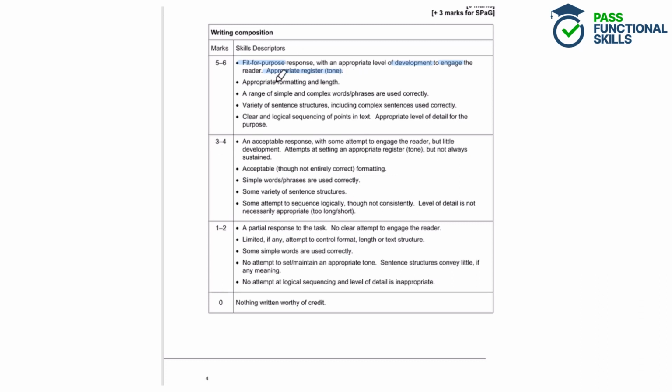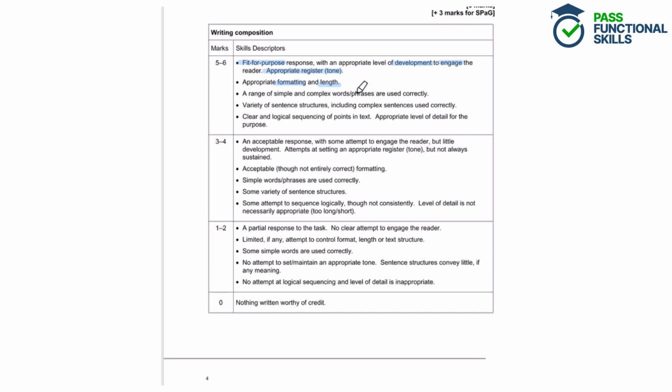You want to use appropriate formatting and make sure that your answer's the right length. So you'll often be given a word count and you need to try and stay within that. And you also need to include appropriate formatting features based on the text type. So for example, if you're writing an article, you'll need to include a heading, perhaps use subheadings and include paragraphs.